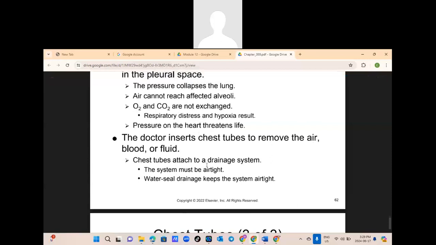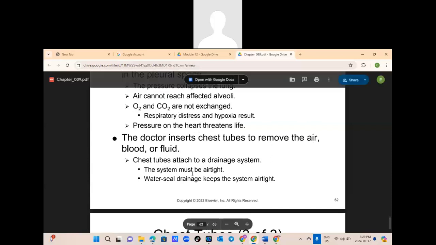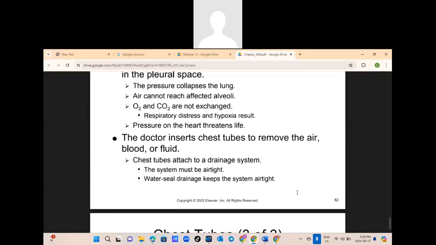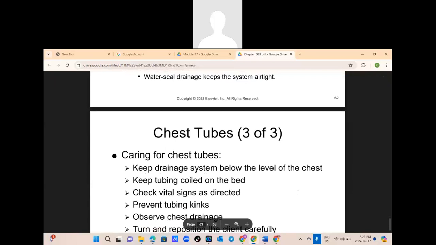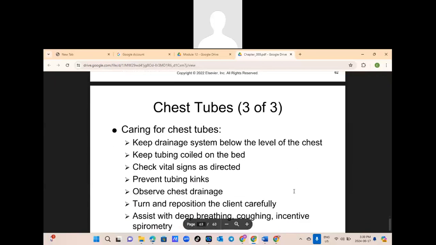The chest tubes are attached to a drainage system. The system must be airtight. Water seal drainage keeps the system airtight. So how do we care for the chest tube?